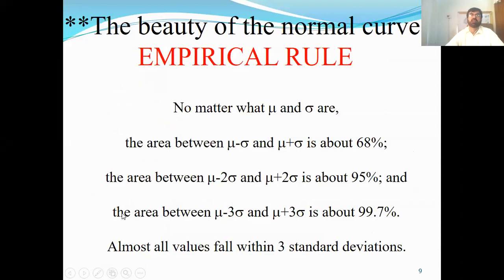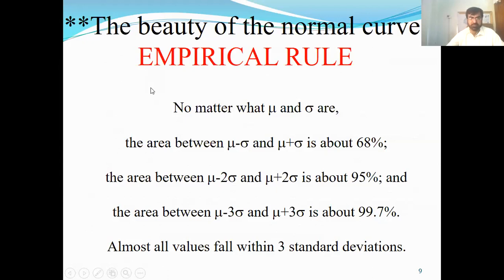The beauty of the normal curve is the empirical rule. No matter what mu and sigma are, the area between mu minus sigma and mu plus sigma is about 68%. The area between mu minus and plus 2 standard deviations is about 95%. And around the mean, 3 standard deviations cover an area of 99.7%. Almost all the values fall within 3 standard deviations except a few outliers.